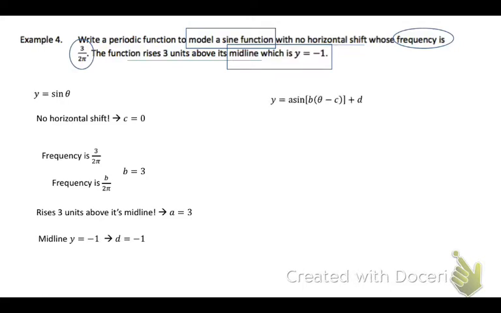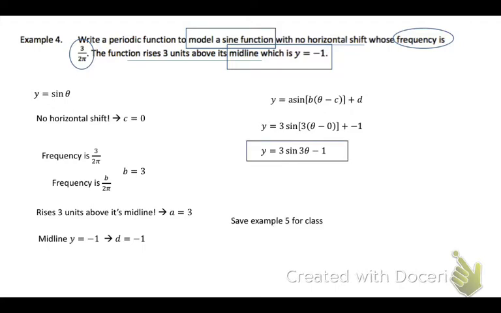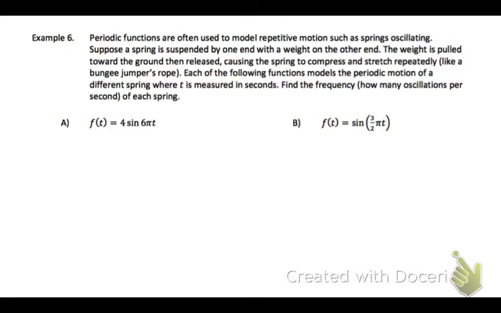And from that, we can write the equation for our function. So if we use the y equals a sine of b theta minus c plus d, plug those all in, so that's y equals 3 sine of 3 theta minus 0 plus -1. Just simplify it down a little further, that's 3 sine of 3 theta minus 1. Okay? We're going to save example 5 for class. And then let's go through this.